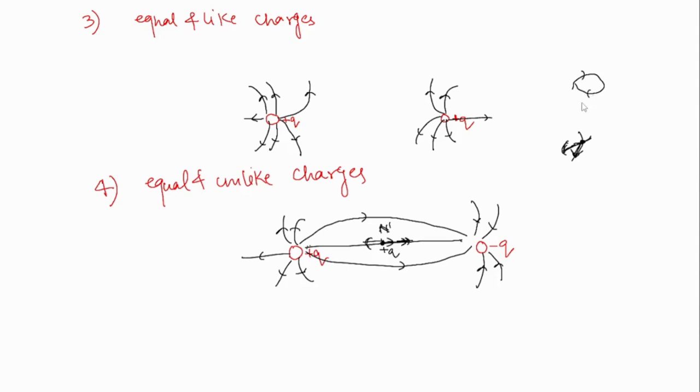The fifth point: electric field lines do not pass through a conductor. Suppose this is a conductor and electric field lines are coming like this. Then they will not pass through this conductor. Here there will not be an electric field. The electric field intensity will be zero inside a conductor. And electric field lines always fall perpendicular to a metallic conductor, meaning the angle will be 90 degrees. This is also one property.